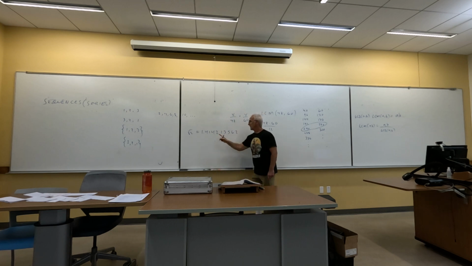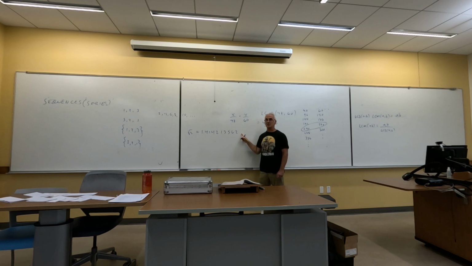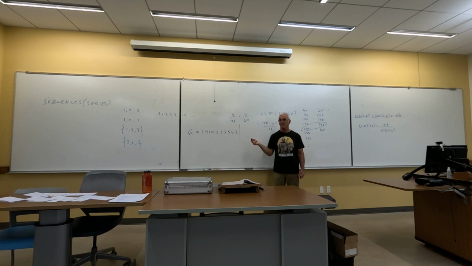1414213562. Okay, I put equals. Is this correct, first of all? No, this is an infinite non-repeating decimal sequence that I've just rounded off to this point. Okay, but I really like to be equal, so I need the next number.